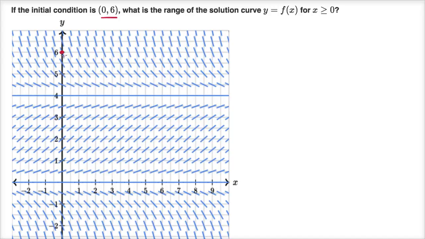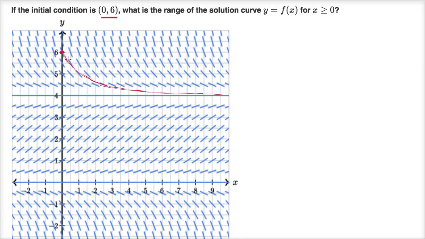And as x increases, you can tell from the slope, okay, y is going to decrease, but it's going to keep decreasing at a slower and slower rate. And it looks like it's asymptoting towards the line y is equal to 4. So as x gets larger and larger, it's going to get infinitely close to y is equal to 4, but it's not quite going to get there.